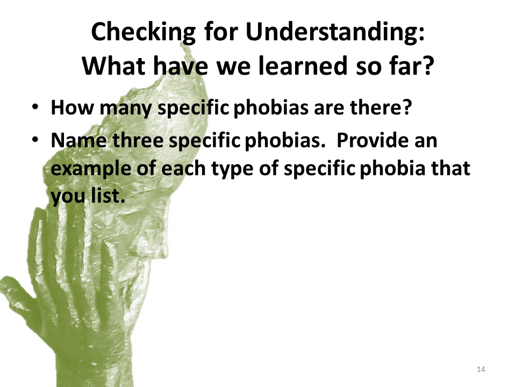Okay, so we have again reached another lovely stopping point. At this point, we're going to be checking for understanding on what we have learned so far. First, how many specific phobias are there? Next, name 3 specific phobias and provide an example of each type of specific phobia that you list. Please make sure that you are being specific here and providing that example that I asked for. I will be giving you a few minutes to record your answers on your guided note sheet. Again, I will ask that you are following along as we go through the presentation.